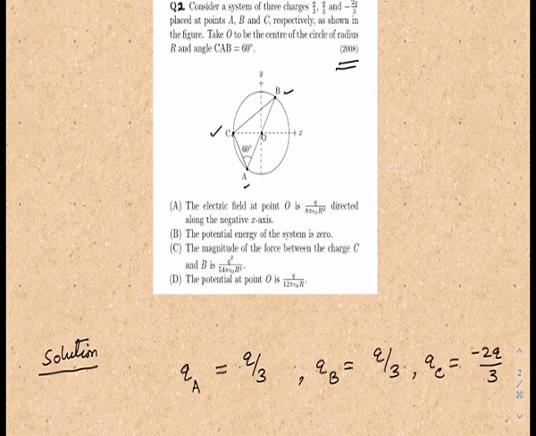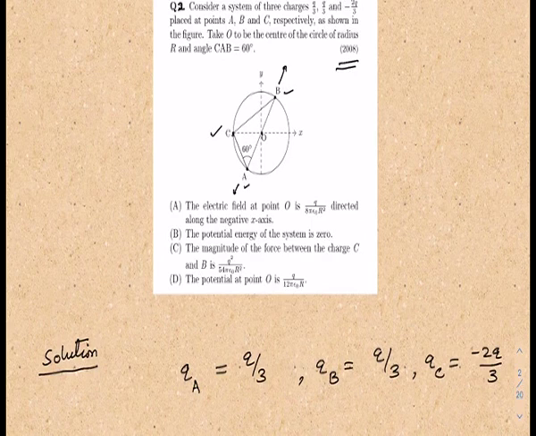Now you can easily see these are the same positive charges at A and B. The electric field at A and the electric field at B would be in opposite directions, right? They are the same magnitude but opposite in direction. So the resultant electric field at point O due to the charges at A and B would be 0. Therefore the only electric field at O would be due to the charge at C.